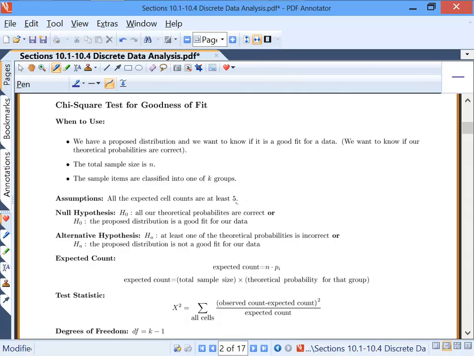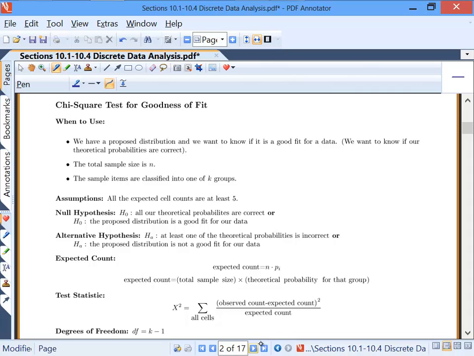The null hypothesis is that all of our theoretical probabilities are correct, or you can also write it as the proposed distribution is a good fit for our data. The alternative is that at least one of the theoretical probabilities is incorrect, or the alternative is that the proposed distribution is not a good fit for our data. Notice we can use probabilities and proportions interchangeably.